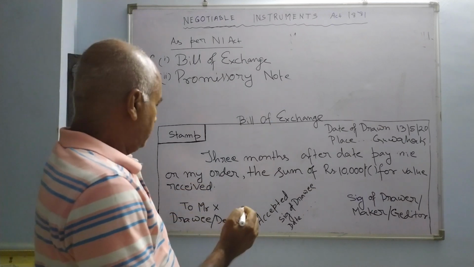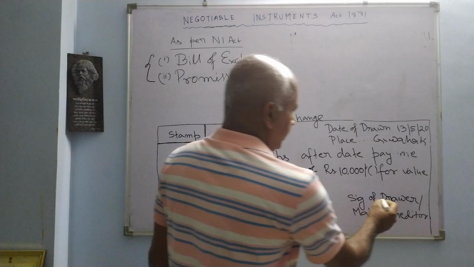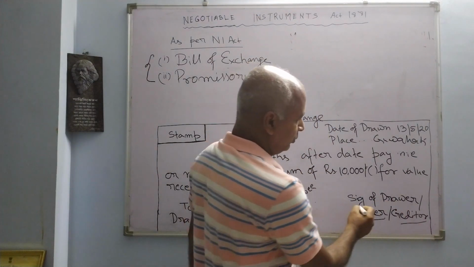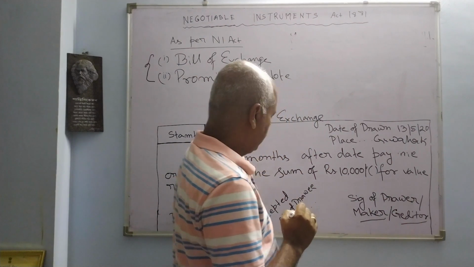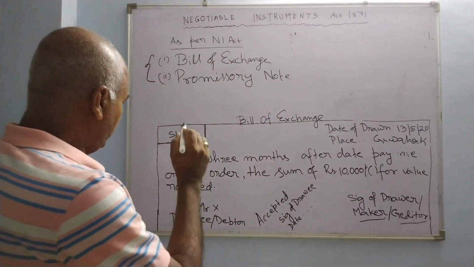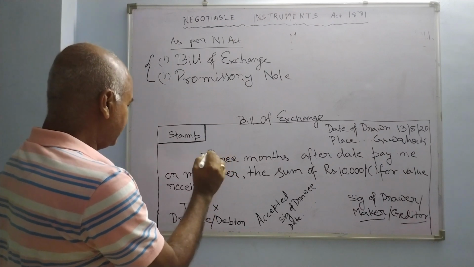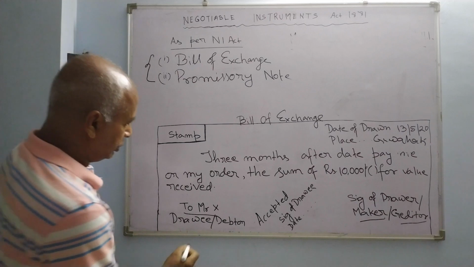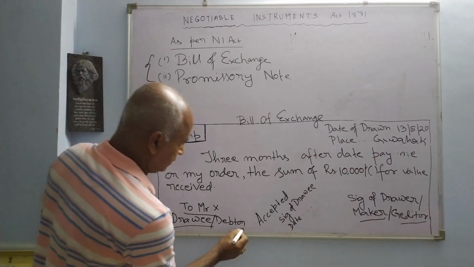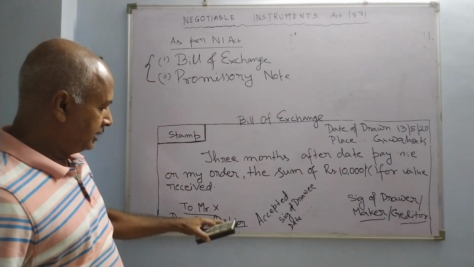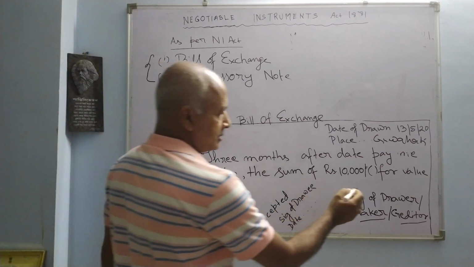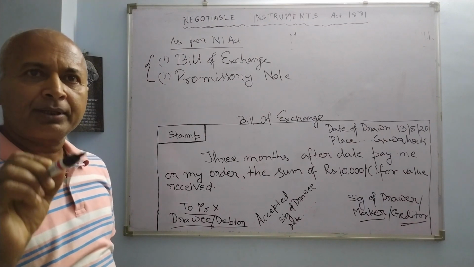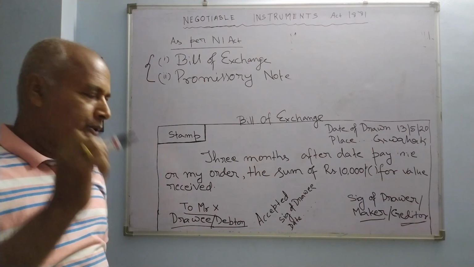Then the drawer or the maker or the creditor will put his signature here. And the person to whom this order is issued, his name will be here, and he is regarded as the drawee. That means the debtor. He is the debtor and he is the creditor. So this document is written by the creditor to the debtor.